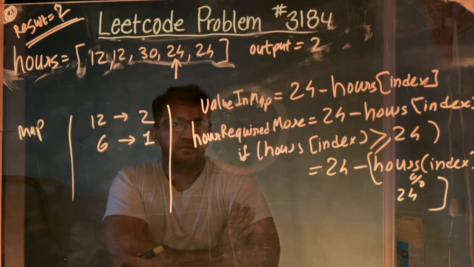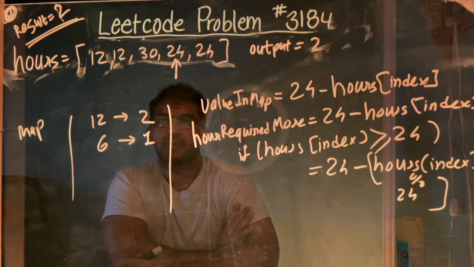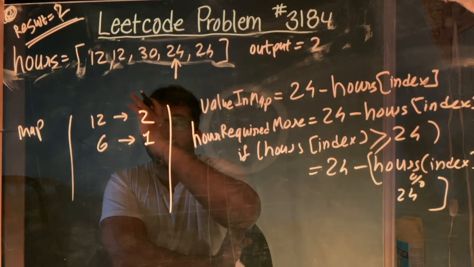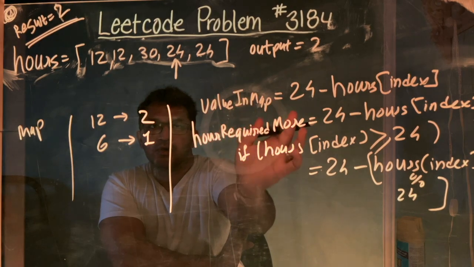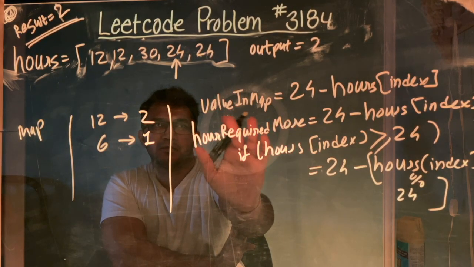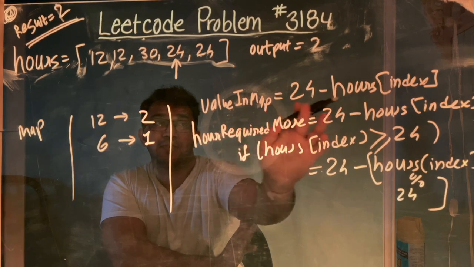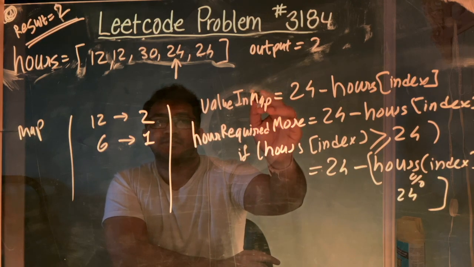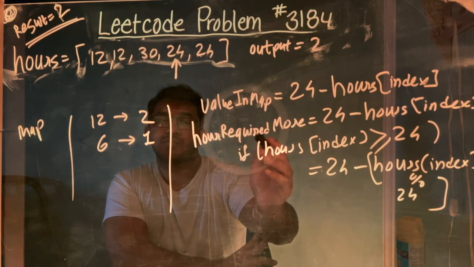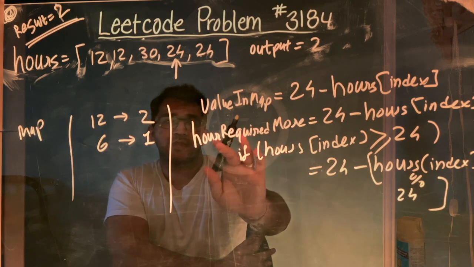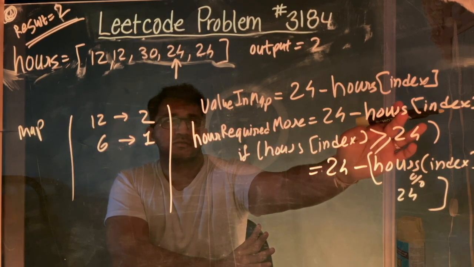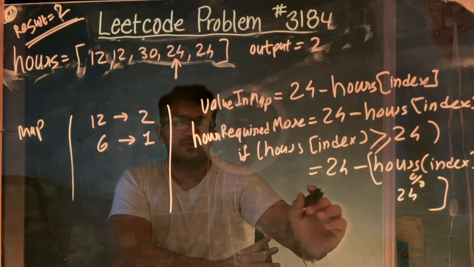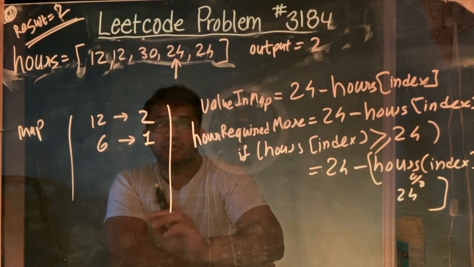Let me cover one edge case. Here, in this map, I iterated till 30, so we have the 24. Based upon the formula that we have, the value in the map is 24 minus hours of index. Just to get more clarity, I changed the variable name to hour required more, meaning how many hours are required more. So we are finding that hour required more is 24 minus hours of index. Here, if hours of index is greater than or equal to 24, we are taking the modulo of that hours of index.